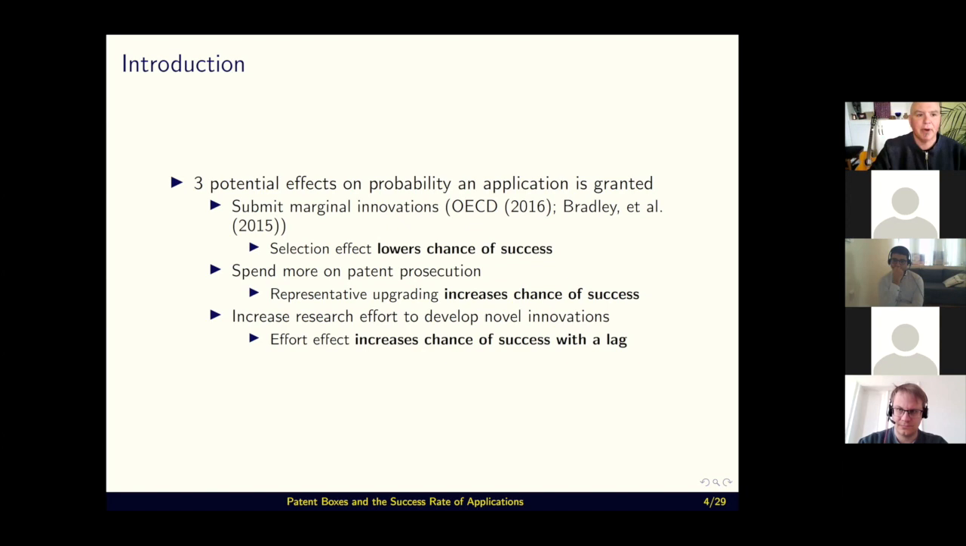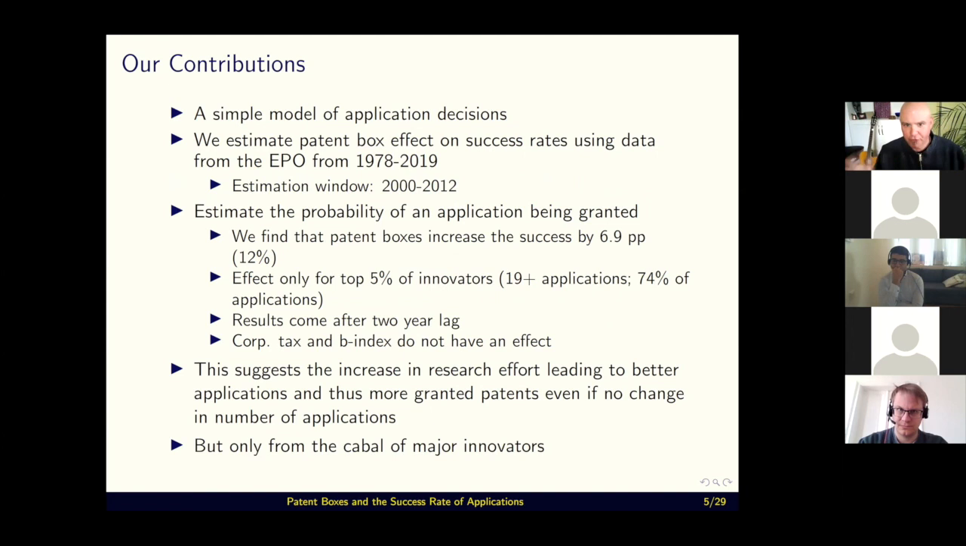So what are we going to do? We're going to create a simple model of application decisions just to frame the story. And we're going to estimate the impact of patent box introduction on the success rate of applications to the European Patent Office. We're going to use data from 78 to 2019, but we're going to use an estimation window that's shorter than that, and I'll explain why as we get there. What we come up with in the end is that when a patent box comes into effect, the probability of a given application being granted goes up by about 7 percentage points. That's about a 12% increase over the mean.